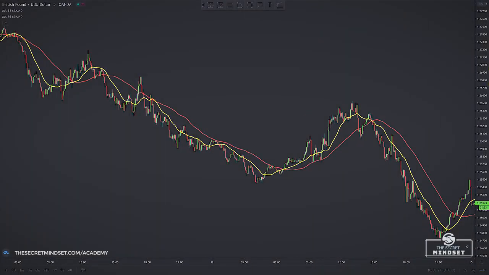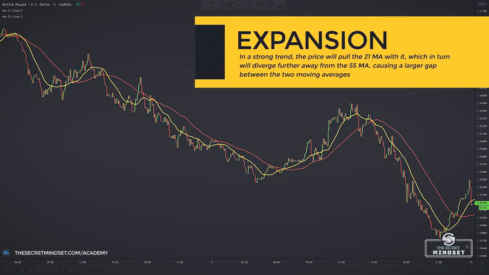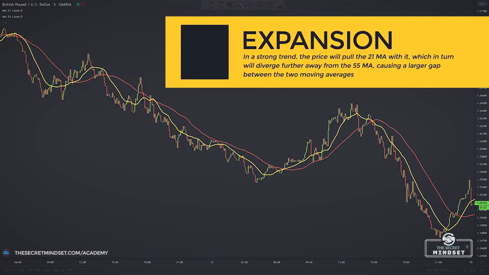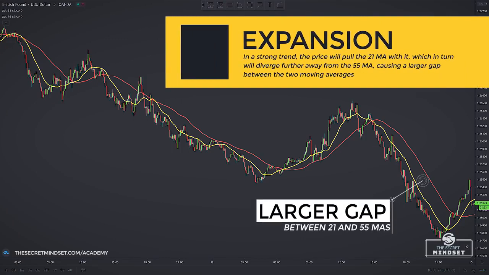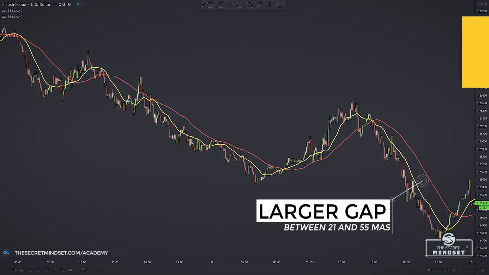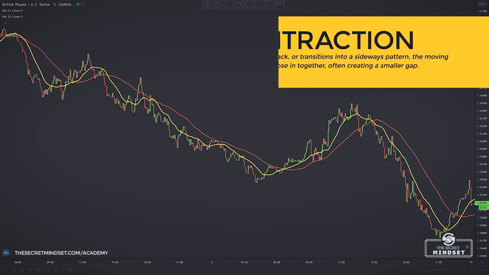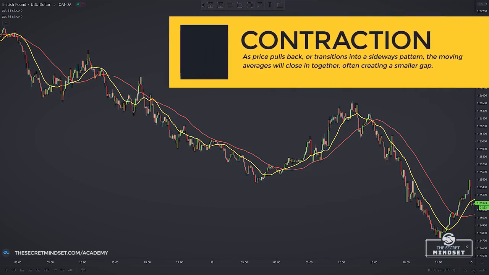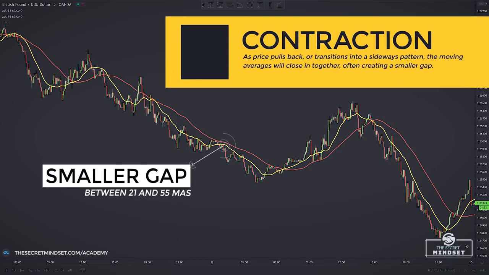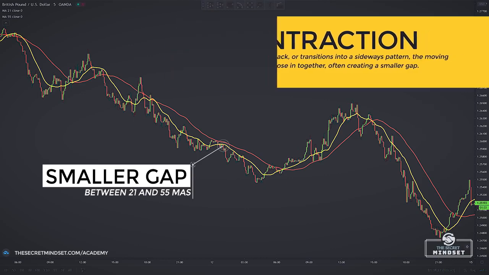When in a strong trend, the price will pull the 21 moving average with it, which in turn will diverge further away from the 55 moving average, causing a larger gap between the two moving averages. This is an expansion. As price pulls back or transitions into a sideways pattern, the moving averages will close in together, often creating a contraction. We want the price to bounce right off this dynamic zone and break out into a trend.